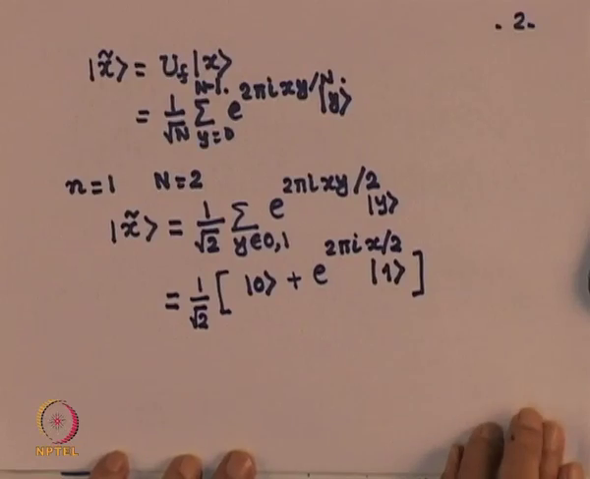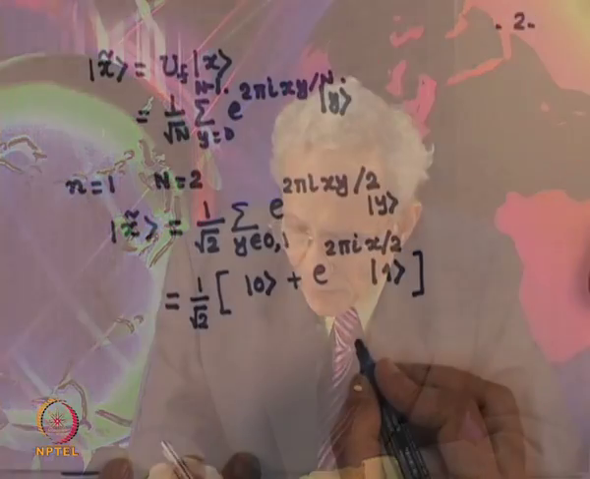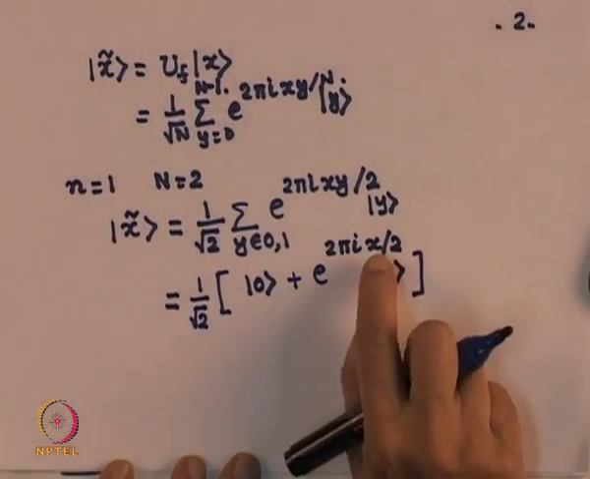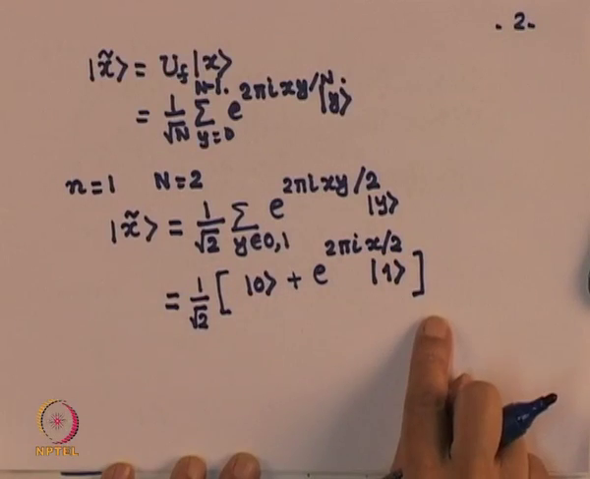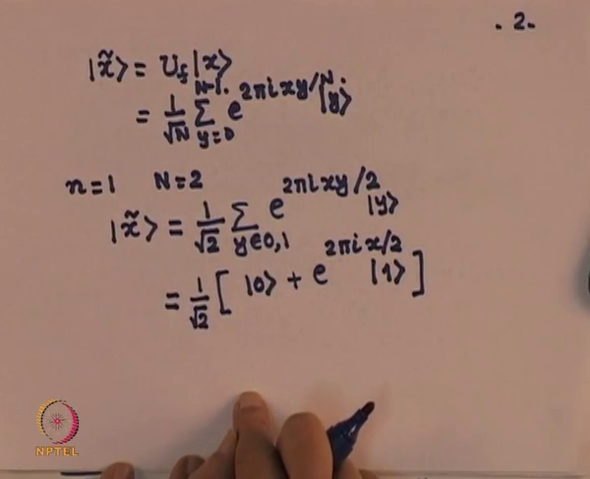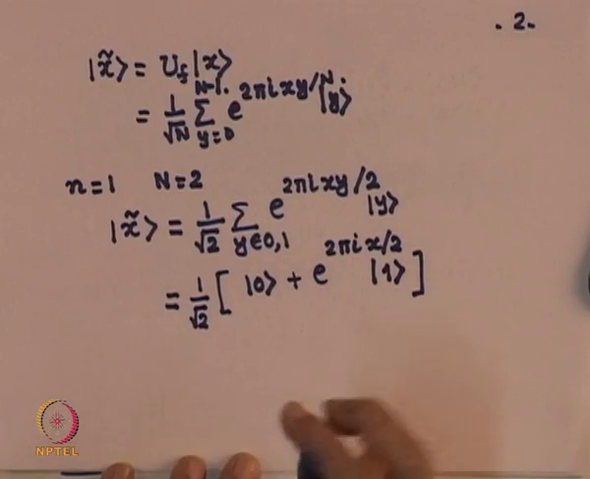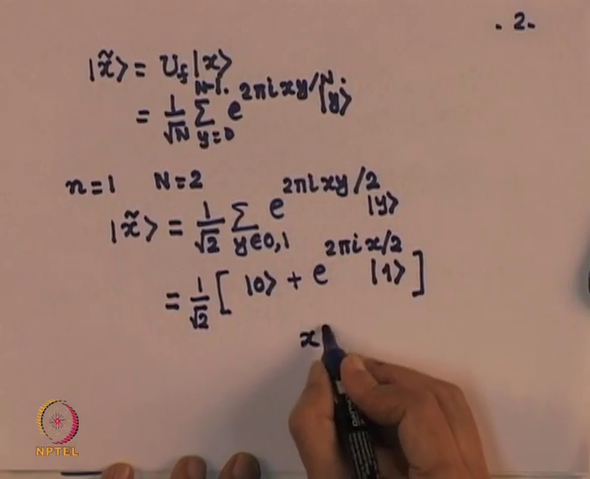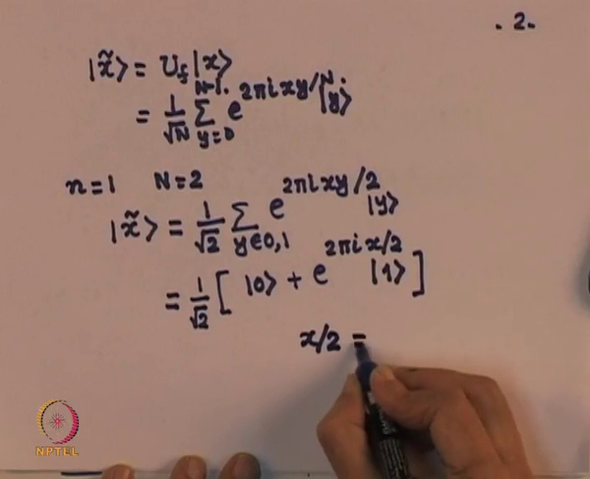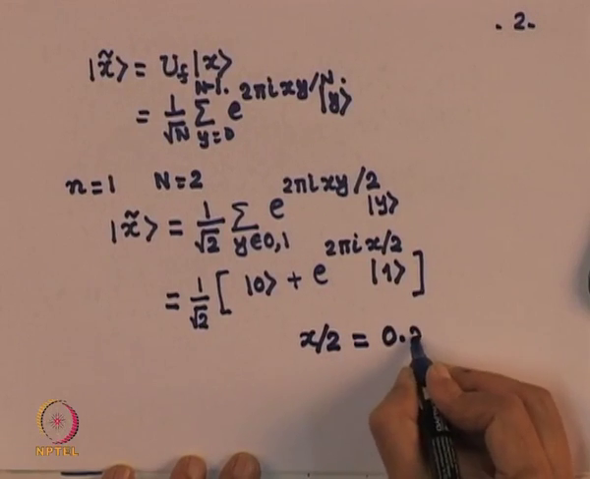Now, I am going to write it in a slightly different notation. Since x, y, etc. in this case take values 0 and 1, the x by 2, this binary expansion, is simply 0.x.